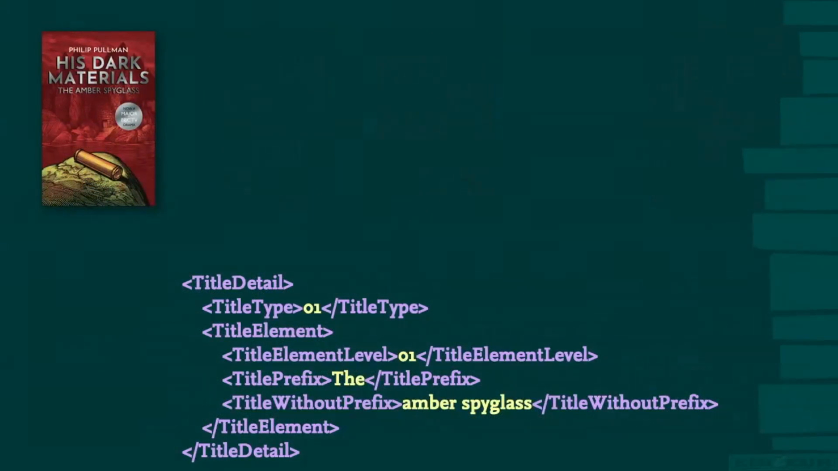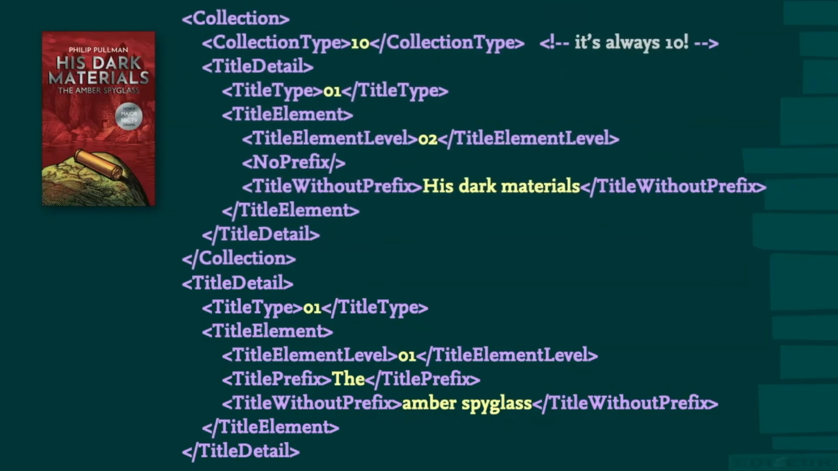So what does the Onyx look like? Well, here's what could be the part of block 1 where the title is, for one of the books, The Amber Spyglass. And the title of the book is entirely as you'd expect, but you'll see that there's also a collection composite with title detail inside it. And this other title detail contains the His Dark Materials collection title.